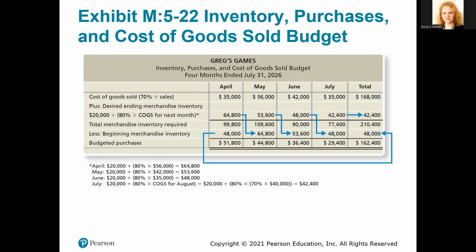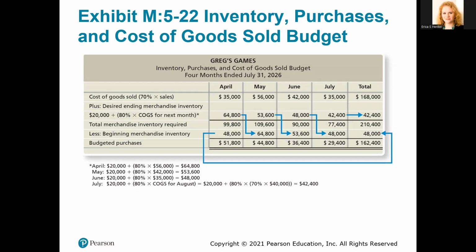So this is an example not for a manufacturing company, but for a merchandiser who is buying and reselling goods. If you're looking at a merchandiser, then you don't need to be manufacturing everything. You just need to go out and buy it. So it's kind of similar to a purchases budget that we looked at in our earlier examples in this chapter.